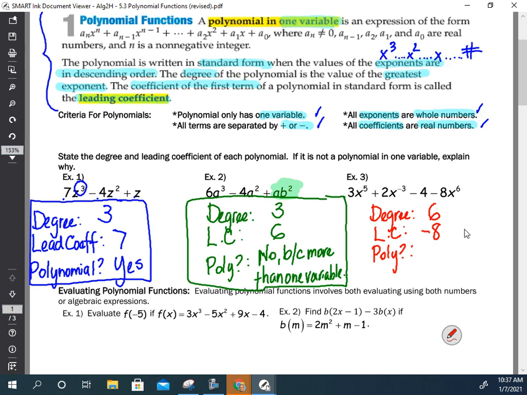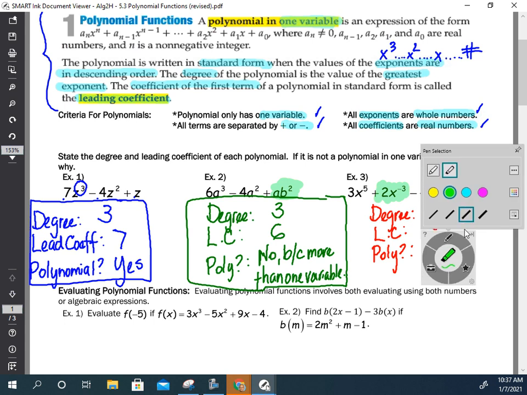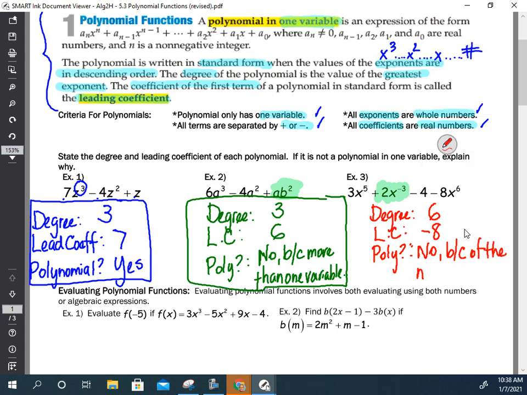Why not? One of the exponents is negative. So that part right there causes the whole problem to be a no. Let's see, I don't want the highlighter anymore. I want my red pen. No, because of the negative exponent. So yes, if you put no, you need to be prepared to tell why. Any questions before we continue?